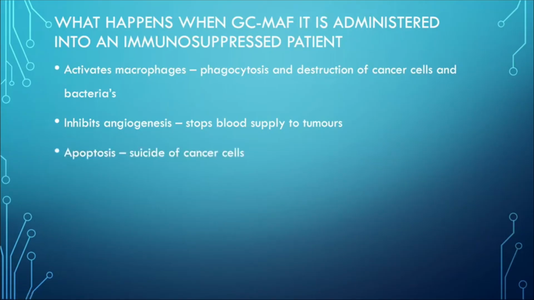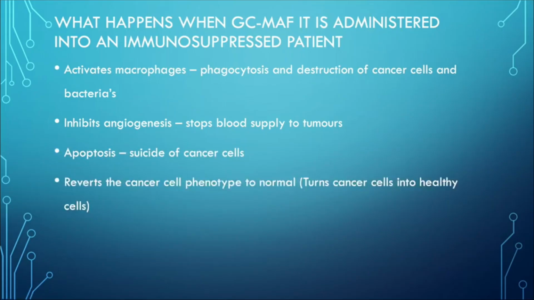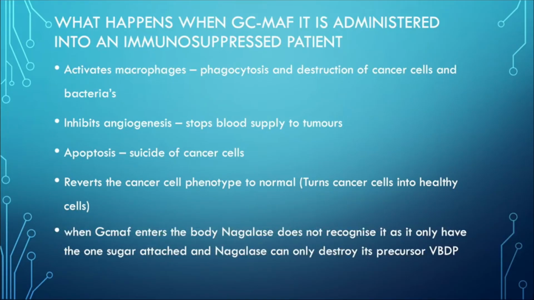GcMAF has been shown to increase the rate of apoptosis, which is the programmed cell death of cancer cells. It also reverts the cancer cell's phenotype to normal. This means it turns cancer cells into healthy cells. Research also shows it reduces the metastatic potential of human cancer cells in culture and increases energy production at the mitochondrial level. When GcMAF enters the body, nagalase does not recognise the molecule, as it only has the one sugar attached, and nagalase can only completely destroy its precursor, the vitamin D binding protein.